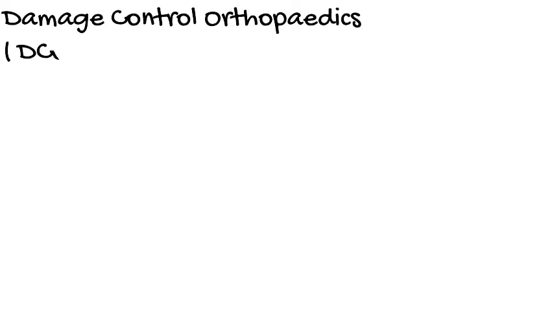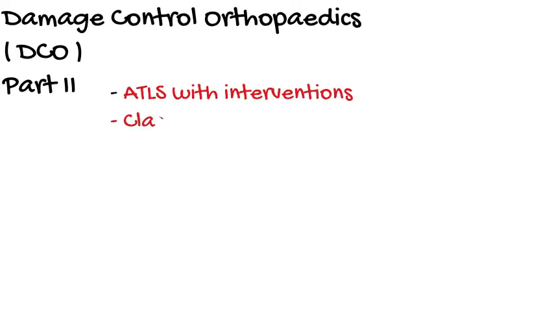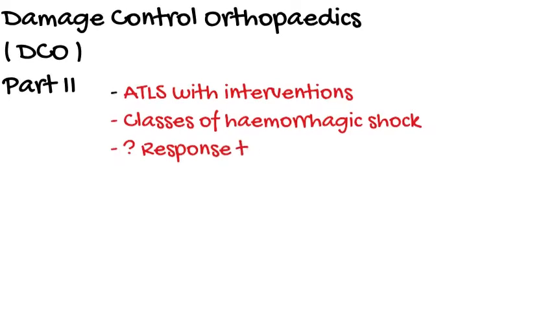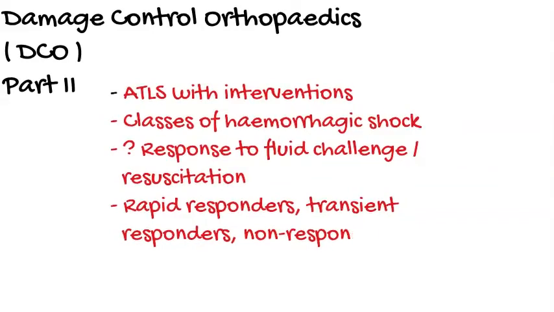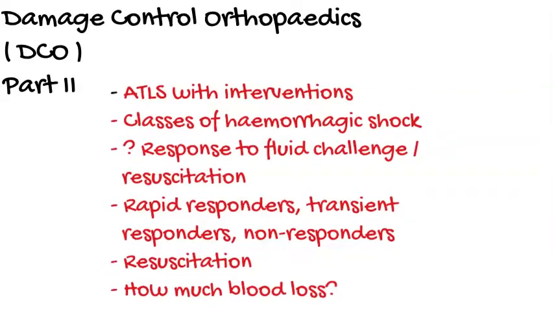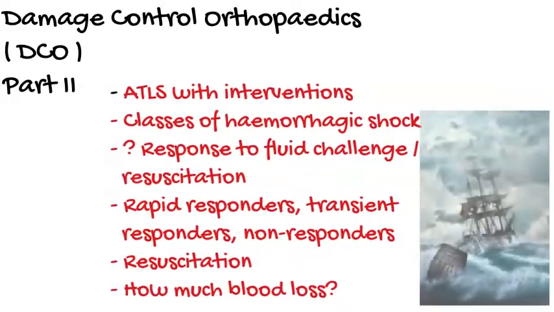Today I am going to continue regarding damage control orthopedic DCO part 2. In today's video, I am going to cover ATLS, Advanced Trauma Life Support, with interventions regarding classes of hemorrhagic shock, what is the response to fluid challenge and resuscitation, what are the rapid responders, transient responders, and the non-responders. How do you do resuscitation? How much blood loss in a patient who has certain fractures?